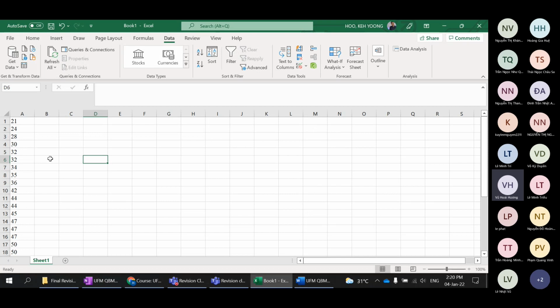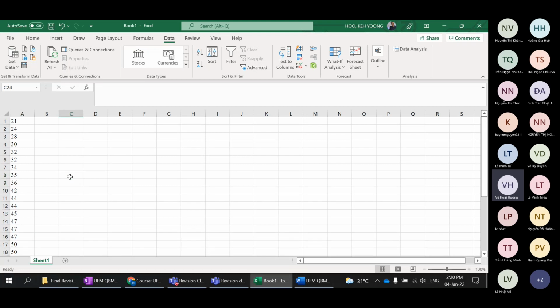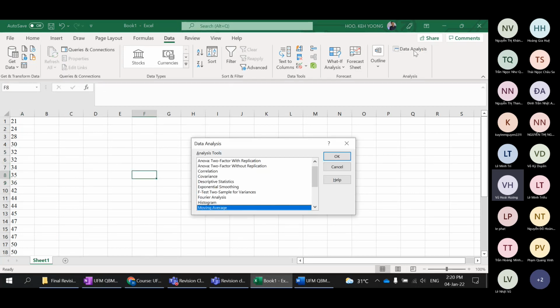Everyone got it? Okay, so have you keyed your data into the Excel, the 30 data? Let me demo for you. This is the question 3 data, right? Click on the data analysis tools. You will see a lot of tools for you to use. The one that we use will be descriptive statistics.